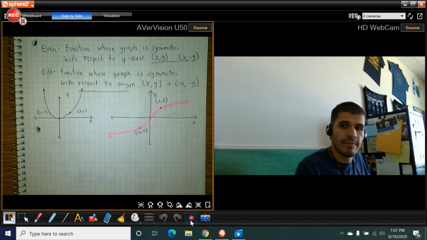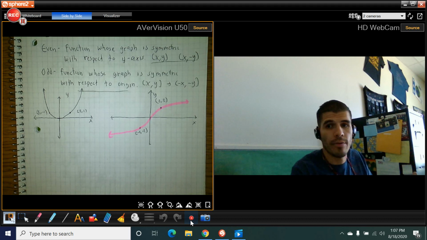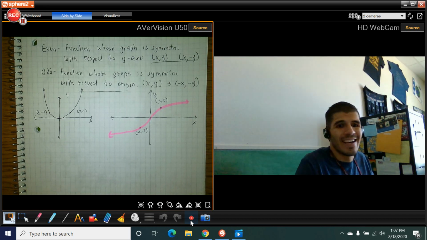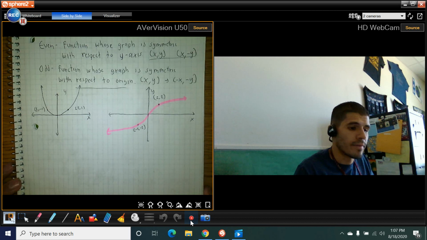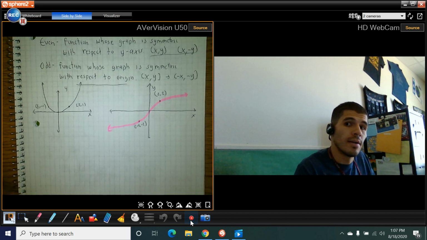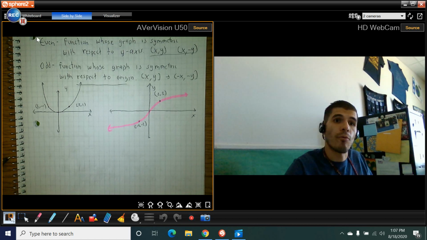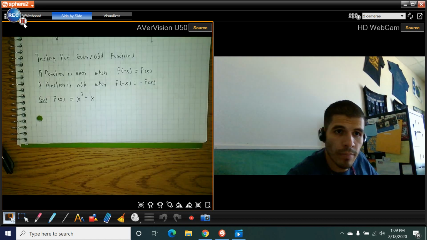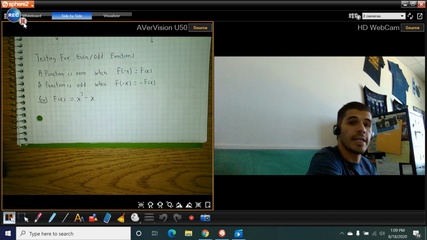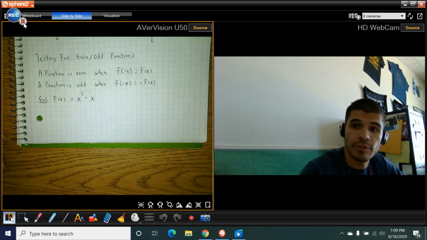For homework, you're going to have several examples where graphically they ask you to look at a graph and tell whether the function is even, odd, or neither. Honestly, I don't think you need a lot of examples. I think this should suffice, and you should be able to successfully tell whether a function is even or odd graphically. All right, now let's discuss how we can do this algebraically.